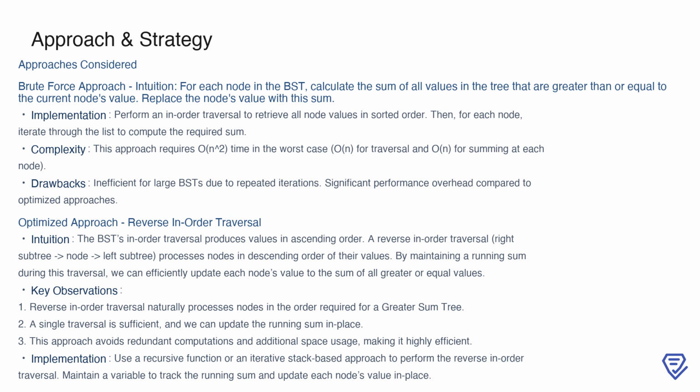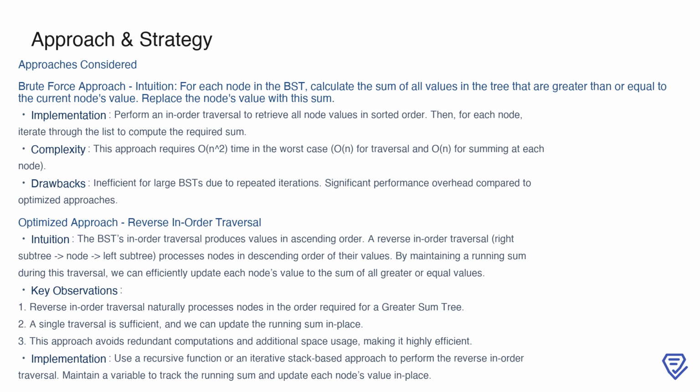During this traversal, we maintain a running sum, which allows us to efficiently update each node's value to the sum of all greater or equal values. Key observations supporting this approach include the fact that reverse-in-order traversal naturally processes nodes in the desired order, and it avoids redundant computations by using a single traversal.